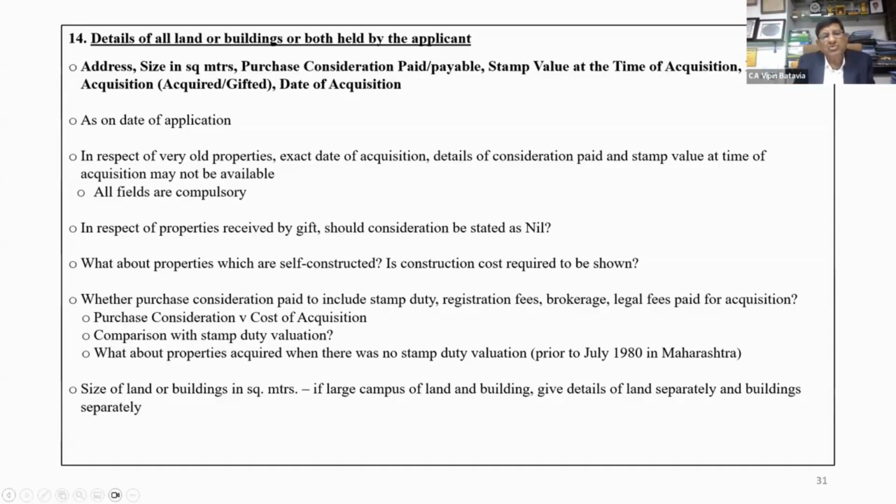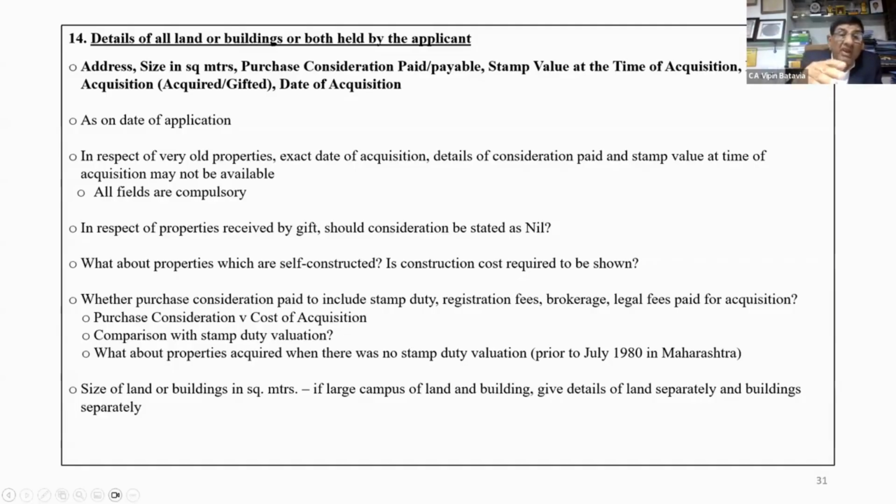And particularly those trusts who are having very old properties are unable to find out. And in some states, the Stamp Duty Act has come recently. In Maharashtra, it is from the 70s, 76 or 74. For property acquired before that, there is no stamp duty. So I think you can write the cost as a stamp duty value.